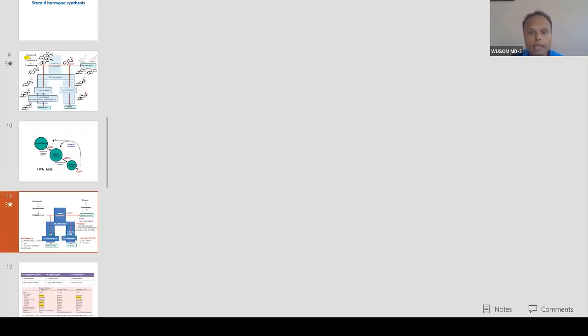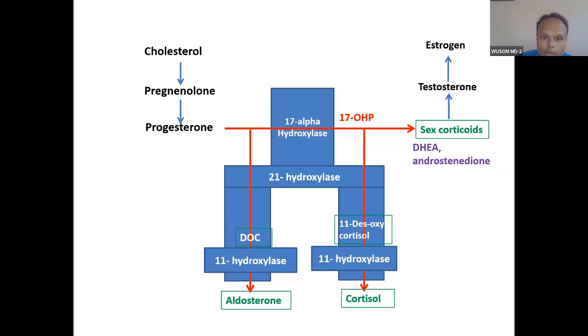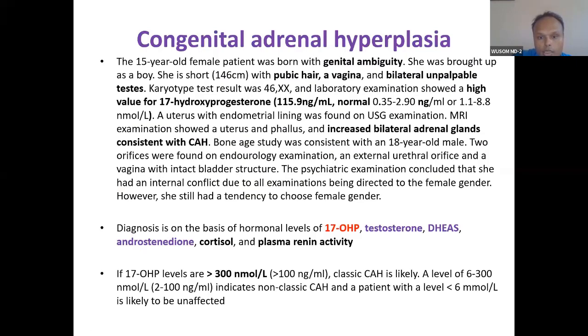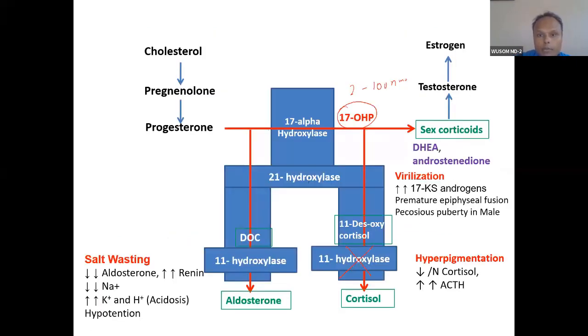If you see in 11 hydroxylase deficiency, you will see it has two pathways to go. One pathway here and another pathway here. So it has two choices. And that is why this compound will be between 2 to 100 nanograms per ml. The concentration is between this.